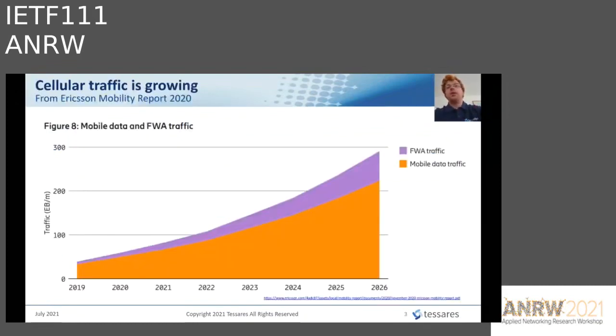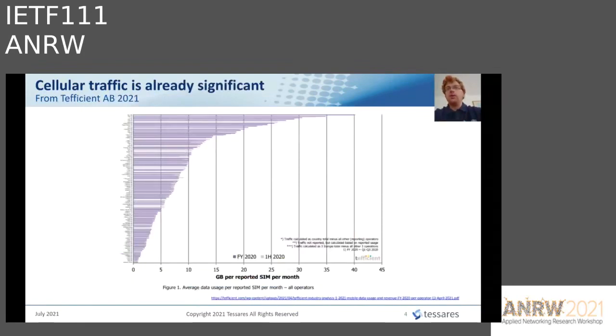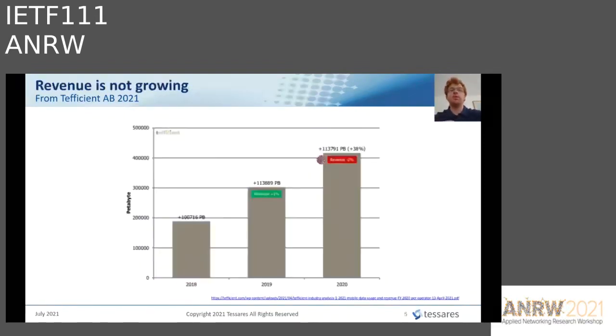It is not difficult to believe the traffic on cellular networks is increasing. According to this report from Ericsson, it will continue to grow over the years. Already today, the cellular traffic is significant. For a third of the operators here on the graph, the average data usage per reported SIM per month is already above 10 gig. A simple solution to cope with this increase of traffic for the operator is to improve the network, to avoid any saturation, of course.